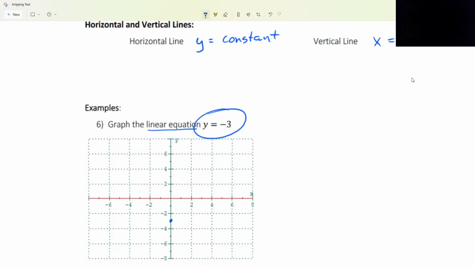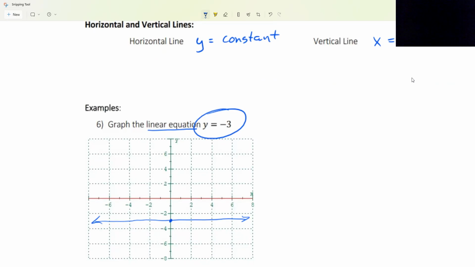In the program, you have to pick a point on either side, and then it'll snap the line for you. So that's what that looks like. For a horizontal line, you're also not going to have an x-intercept because it's not going to cross the x-axis. It might lie on top of it, but it's not going to cross it.